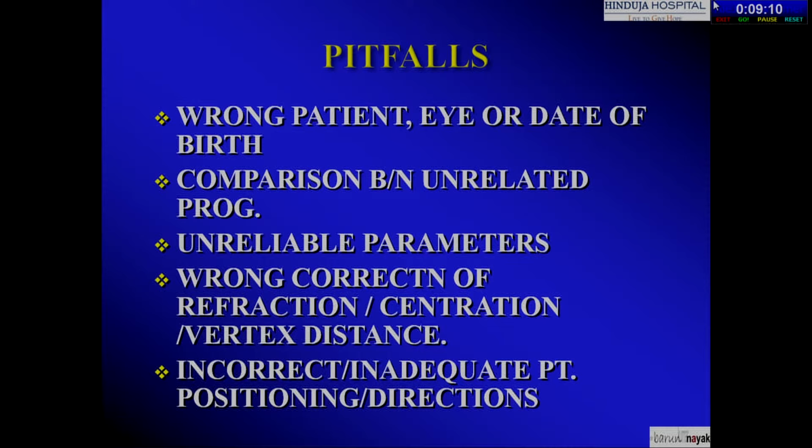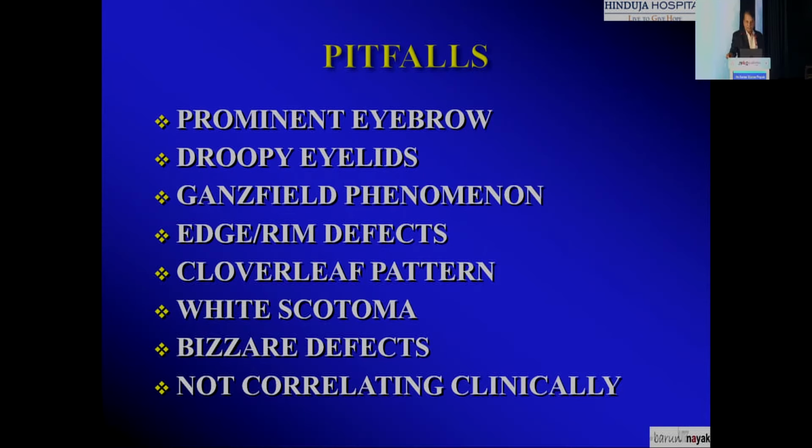Then there is incorrect and inadequate patient position and directions. You are not doing it, but when the patient is sitting on that machine, they may not be in the correct position. The eye is sometimes tilted, or the head is moved a little backward or forward. All this will affect the patient's response and the outcome. So you have to be intelligent enough to identify that these things are not there. Prominent eyebrows and droopy eyelids will also affect perimetry, because sometimes you see a defect in the upper part and feel this is a glaucomatous defect, but actually it is because of the droopy eyelids.